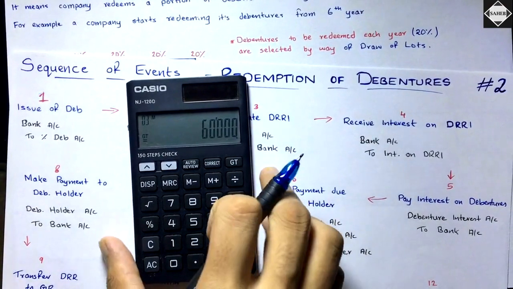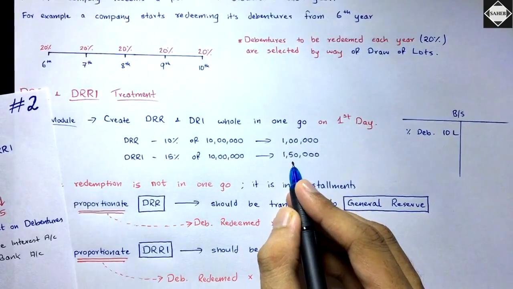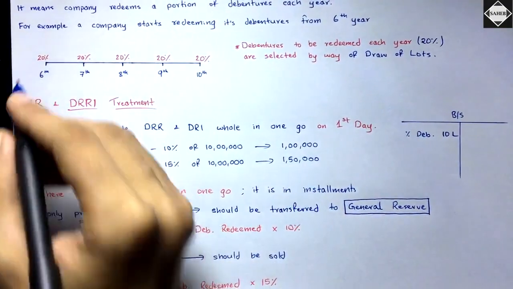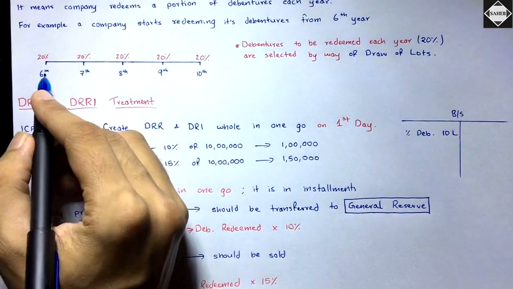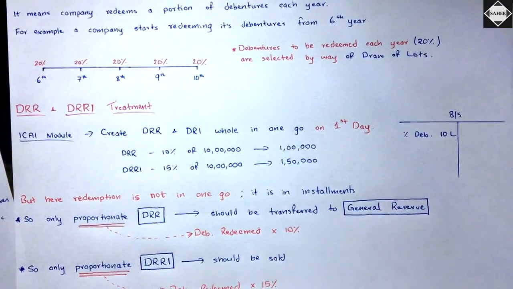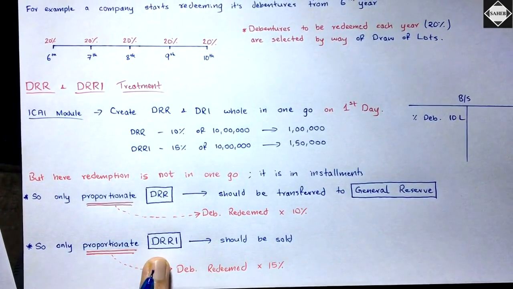So see, what is happening here is we are making the DRI in the beginning only 1,50,000. So in the 6th year, of this 1,50,000 you are going to sell only 30,000 of investment. You understood the logic. Simple. So that's regarding how you have to sell the DRI.